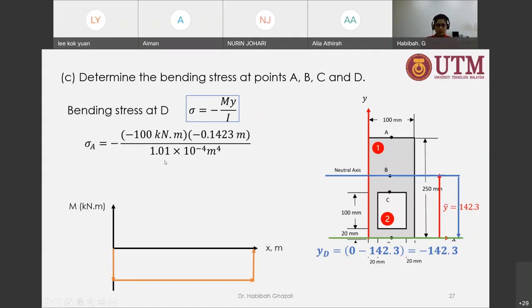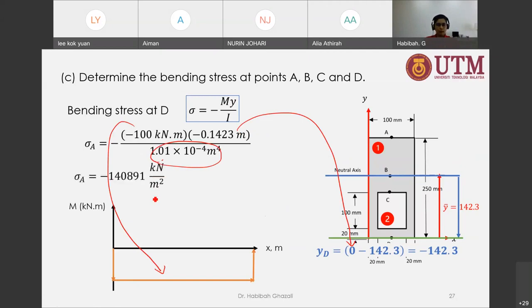I have, again, the bending moment the same. I do that calculation. This is the y that we calculate here, this is what we have here, and this is our I. When we do that calculation correctly, we will get our answer. The bending stress at the lower part of the beam is experiencing a compression stress of 140.89 megapascal.